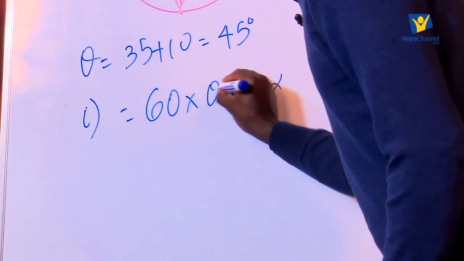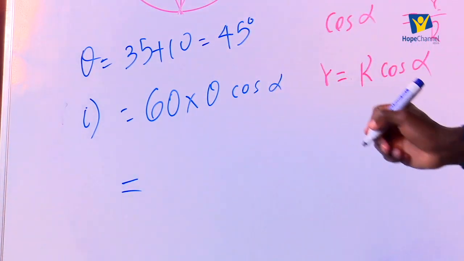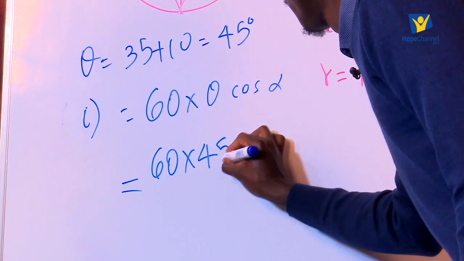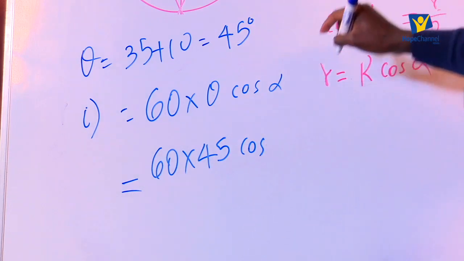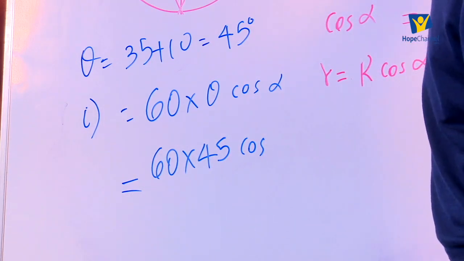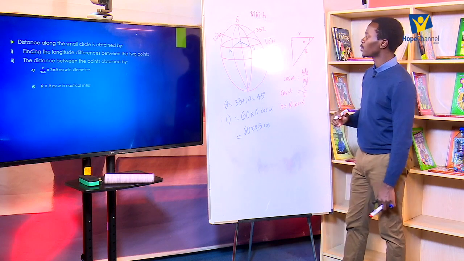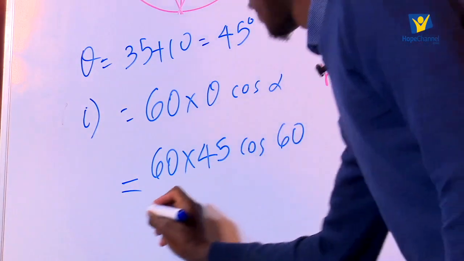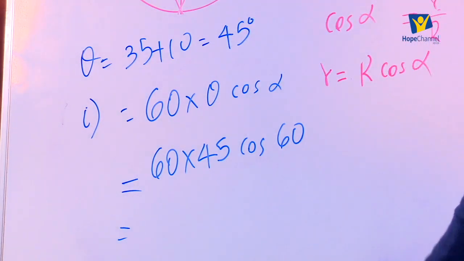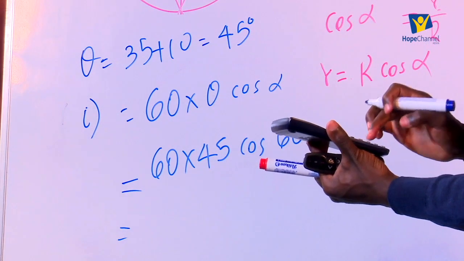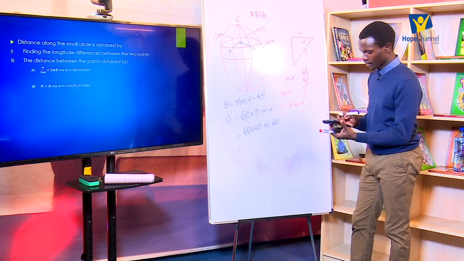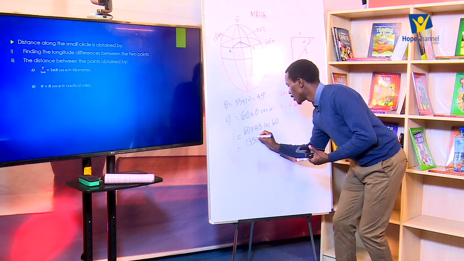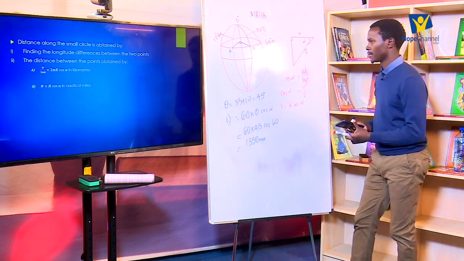So that will be 60 multiplied by 45, the cosine of alpha, where alpha is the latitude where the 2 points lie. So the latitude, or the cosine of 60. So what do we get here? That will be 60 multiplied by 45, the cosine of 60, which gives us 1,350 nautical miles.